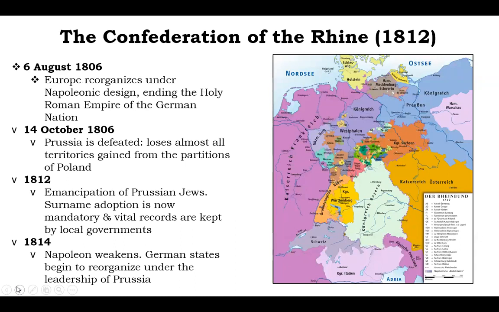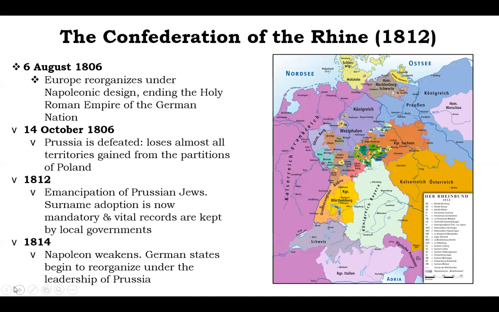In August of 1806, Europe reorganizes under Napoleonic design, ending the Holy Roman Empire of the German nation. It is replaced by the Austrian Empire and various kingdoms and principalities across Germany. Just two months later, Prussia is defeated and loses almost all of the territories gained from the three partitions of Poland.